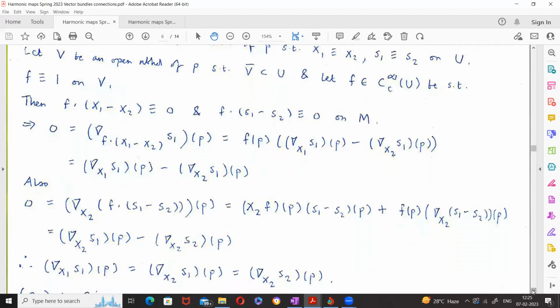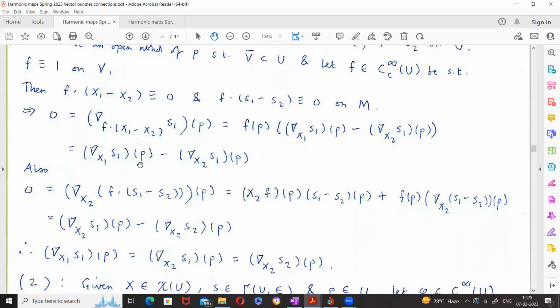Similarly, using the Leibniz rule, we can see that the connection is only going to depend on the germ of the section near P, because we have 0 is equal to nabla X2 of F times S1 minus S2 at P, because F times S1 minus S2 is identically 0. So since nabla is R linear in the second variable, applied to the 0 vector, it's going to give you 0. So now you use the Leibniz rule.